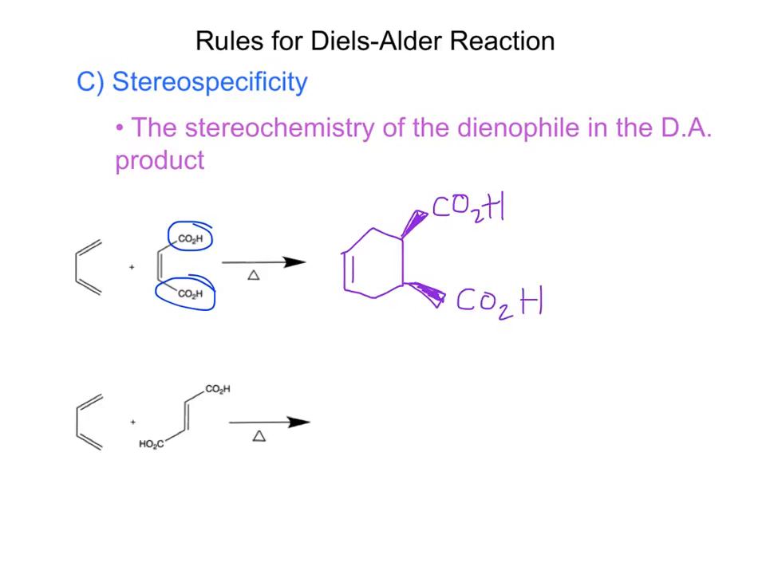The opposite occurs in the second reaction here, where we have an E alkene at the dienophile. So when it reacts and forms a six-membered ring, we'll have opposite stereochemistry with one group coming out and one going in.